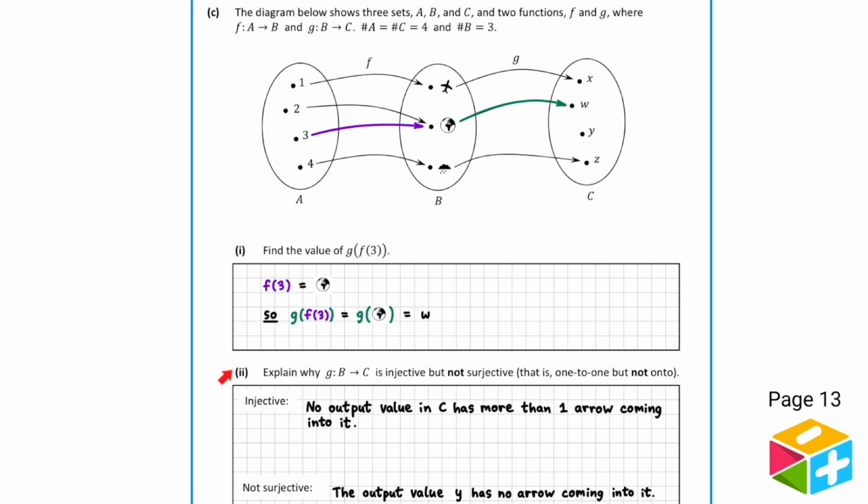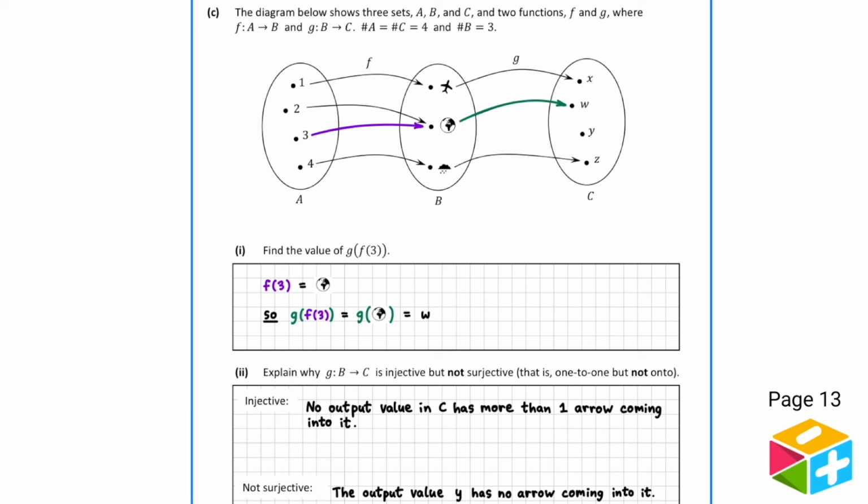In part 2, we must explain why g is injective but not surjective. Well, by definition, a function is not injective if 2 inputs map to the same output. Another way to think of this is that it is injective if no output value has more than one arrow coming into it. If we look at the output values, x, w, y and z, none of these have more than one arrow coming in. So this means that g is injective.